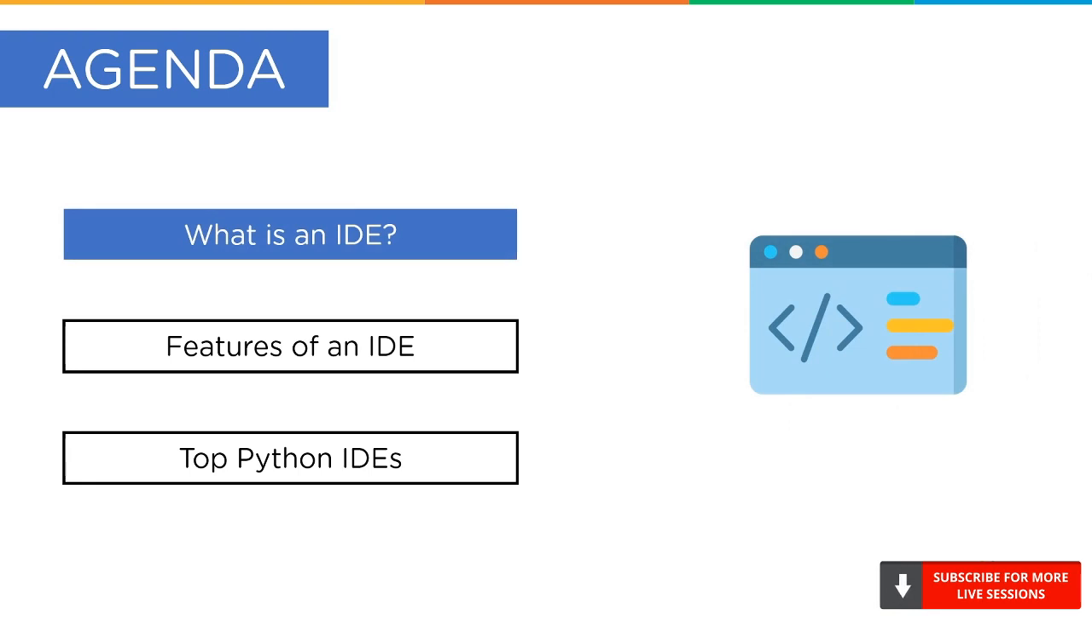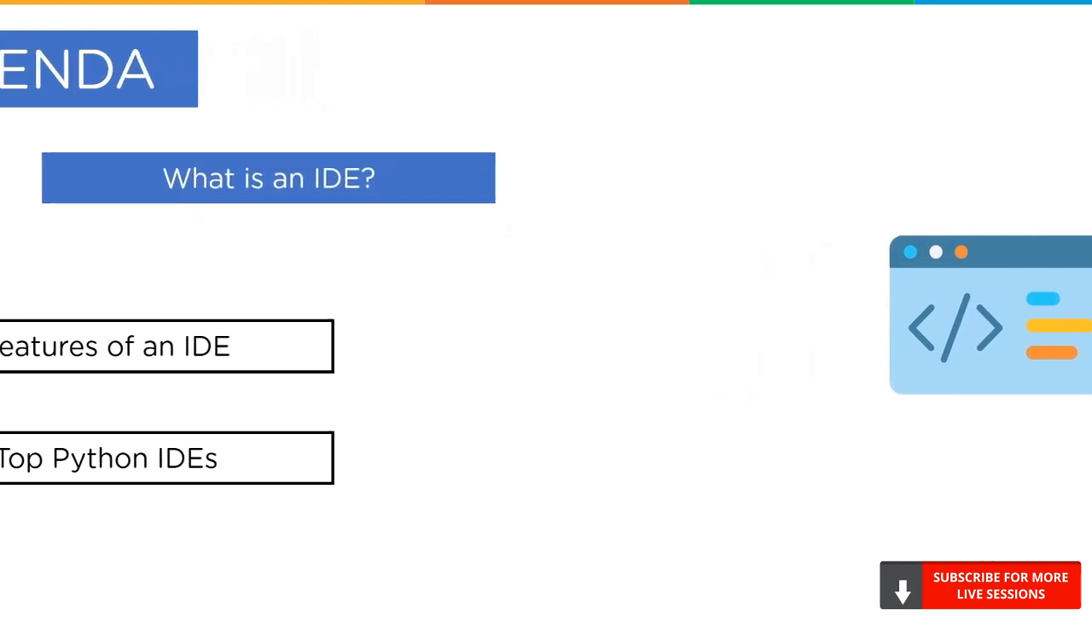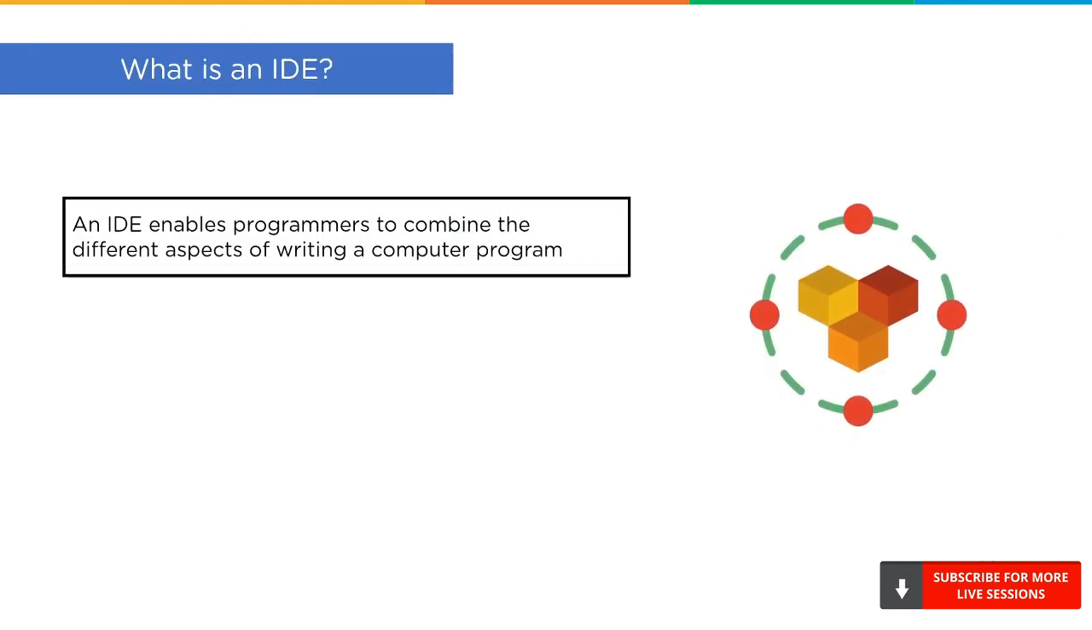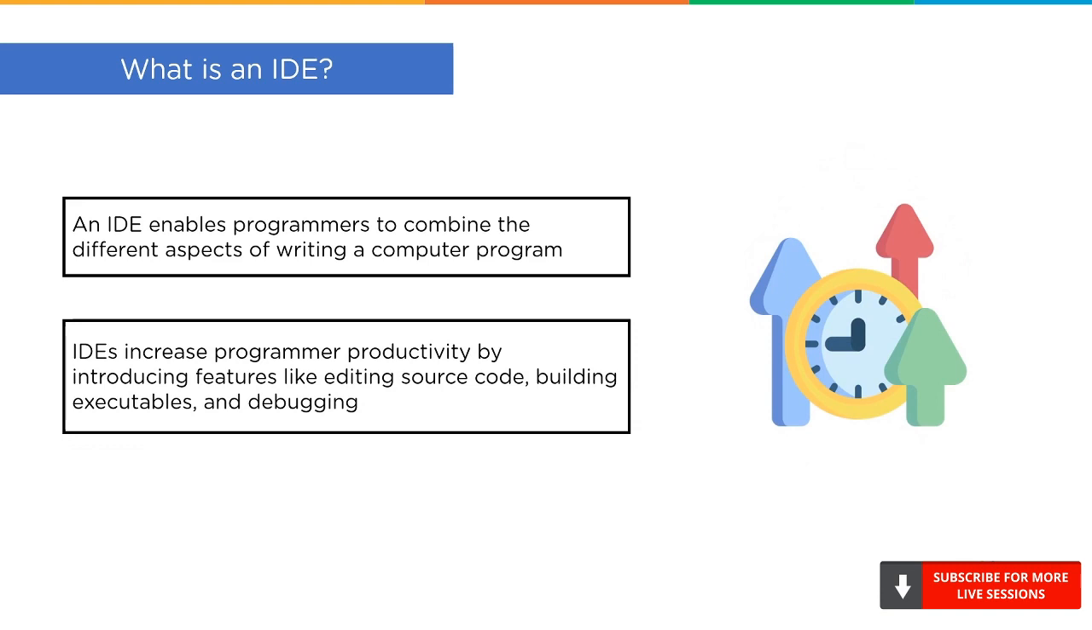Let's start by learning what exactly an IDE is. An Integrated Development Environment, or an IDE, enables programmers to consolidate the different aspects of writing a computer program. IDEs increase programmers' productivity by combining common activities of writing software into a single application: editing source code, building executables, and debugging. We will discuss these features in detail in the next section.